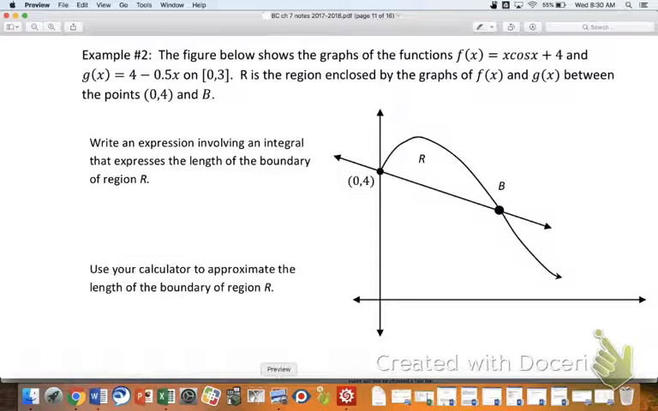So let's see here. If you're going to find the length of the curve, perhaps first, because you basically have to add the curve's length to the line's length. Does that make sense? So I'm going to say the length is equal to the integral from somewhere to somewhere, square root of 1 plus, and if we're going to do the curve, don't we have to do the derivative of x cosine x plus 4? I think 0 to 3.